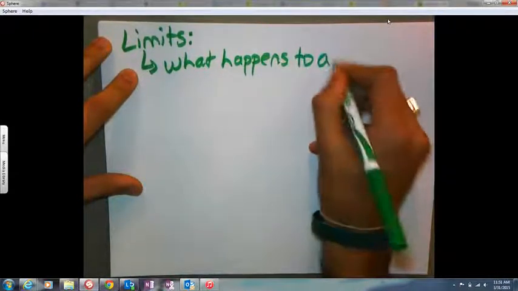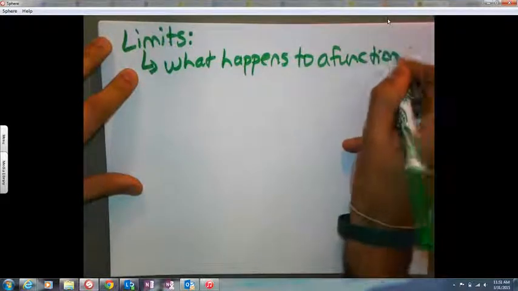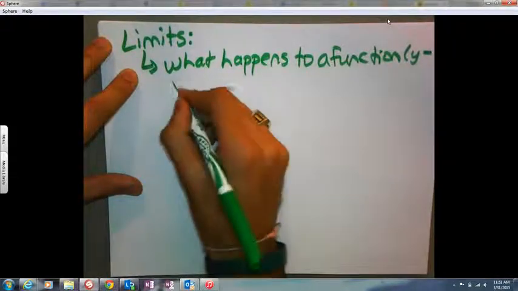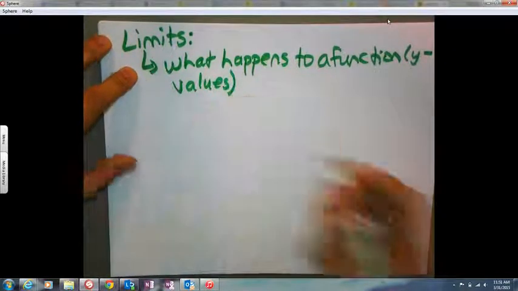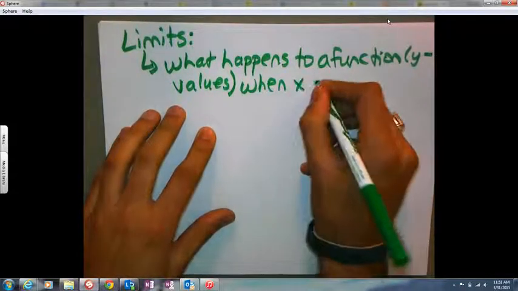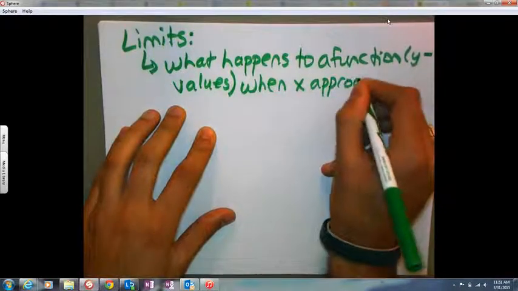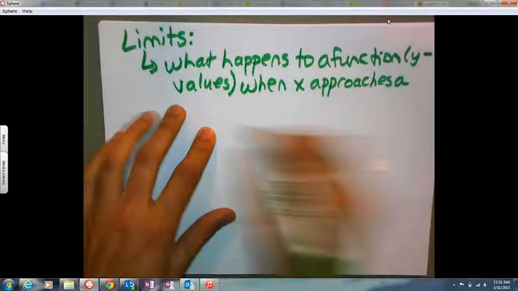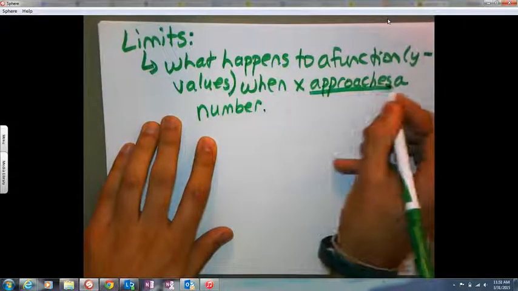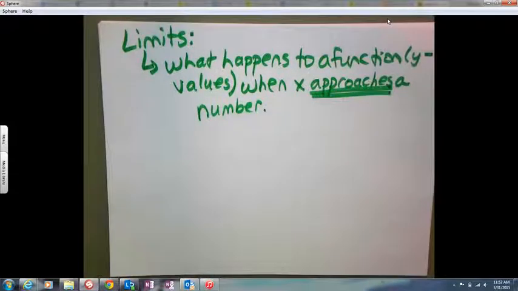The first one is, when we think about limits, we're talking about what happens to a function. And when we say function, we mean y values. What happens to the y values when x approaches a number? The key word here is approaches. When we're talking about limits, we're saying what happens when I get close, not when I touch the actual value. That's a huge distinction that a lot of us forget to make.